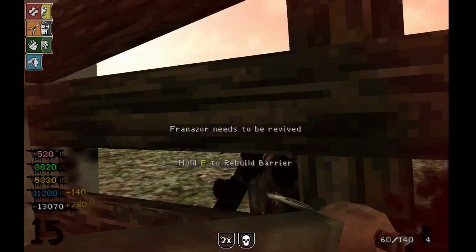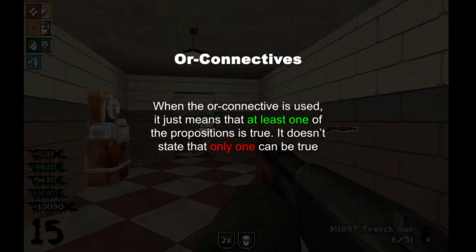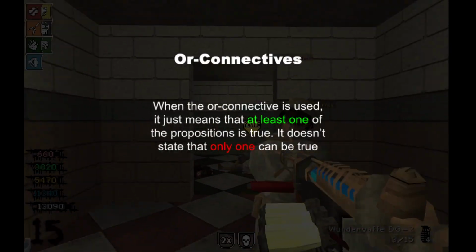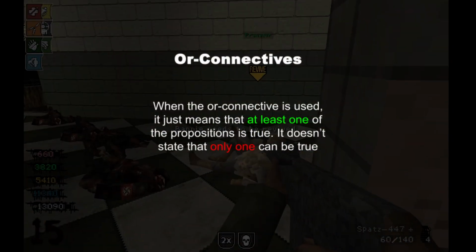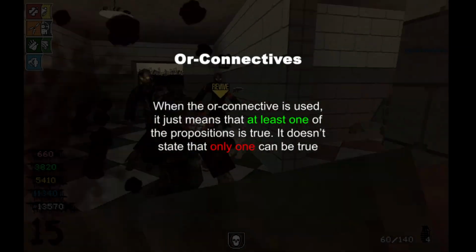So, what you have to remember is that in an "or" connective, right, it just means that at least one of the propositions is true. It doesn't state that only one has to be true. It just states that at least one is true.